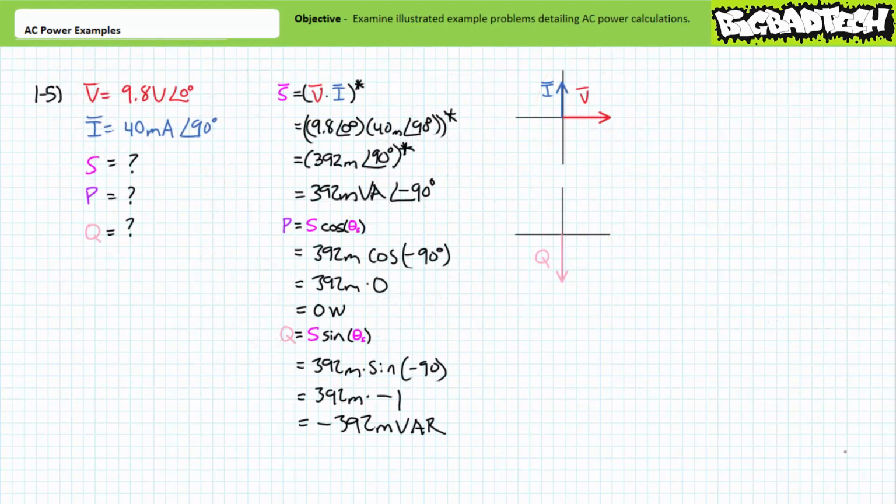Finally, for our fifth example problem, we've been given a voltage of 9.8 volts at an angle of 0 degrees and a current of 40 milliamperes at an angle of positive 90 degrees, and are being asked to solve the resultant apparent, real, and reactive power.